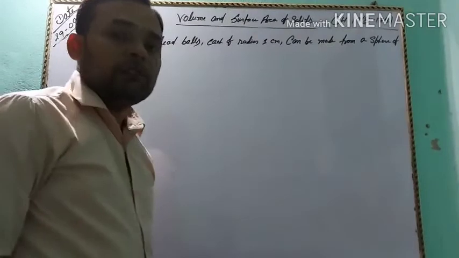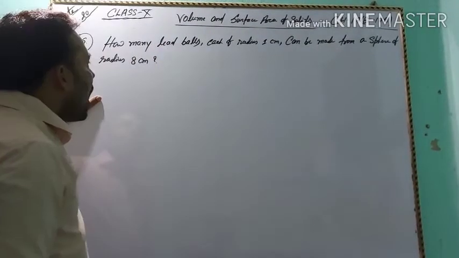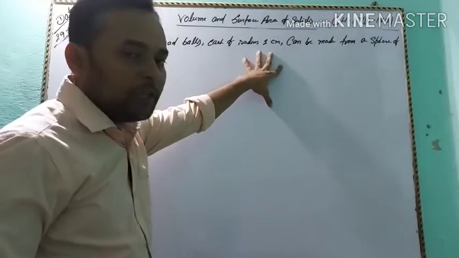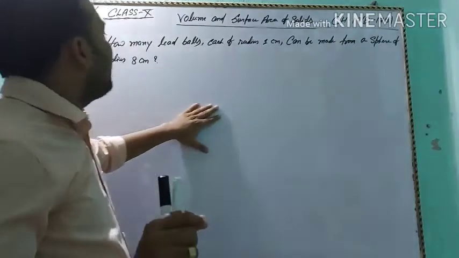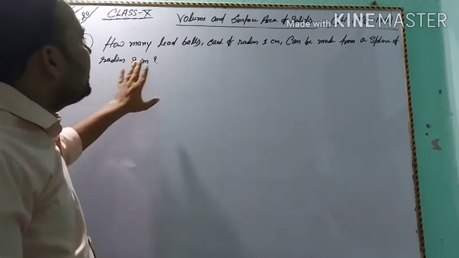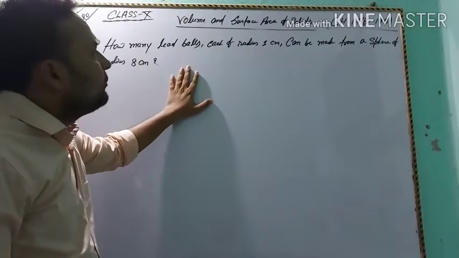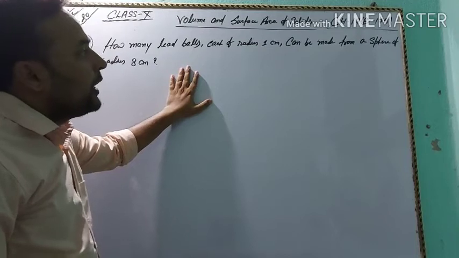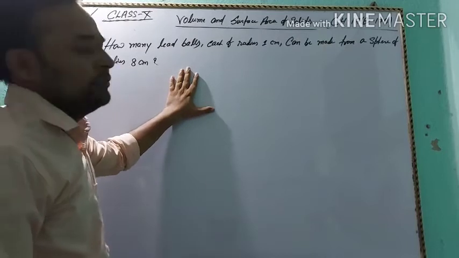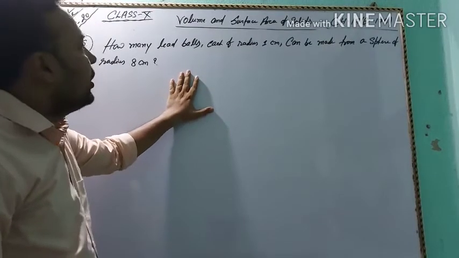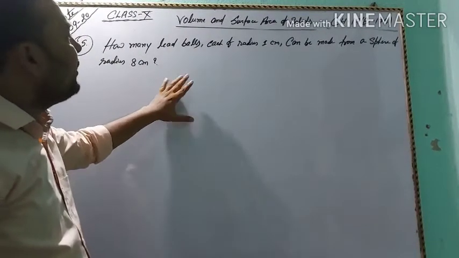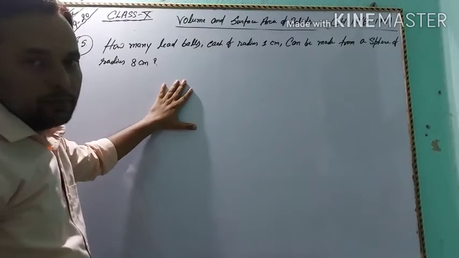Okay, students, our next question is question number 15. How many lead balls, each of radius 1 centimeter, can be made from a sphere of radius 8 centimeter? The required number of lead balls is equal to the volume of the sphere divided by the volume of each lead ball.